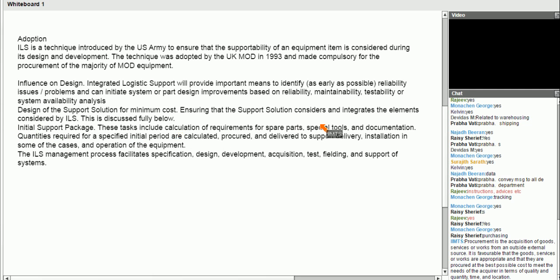Initial support package. These tasks include the calculation of requirement for spare parts, special tools, and documentation. Quantities required for a specified initial period are calculated, procured, and delivered to support delivery, installation in some of the cases, and operation of the equipment. So this is the history of integrated logistic support.